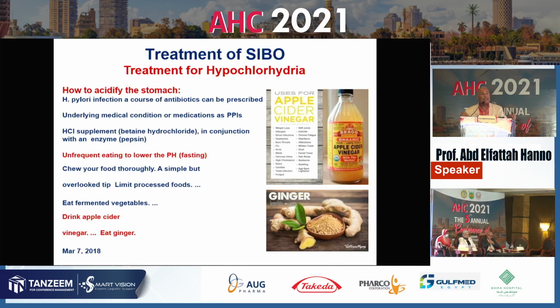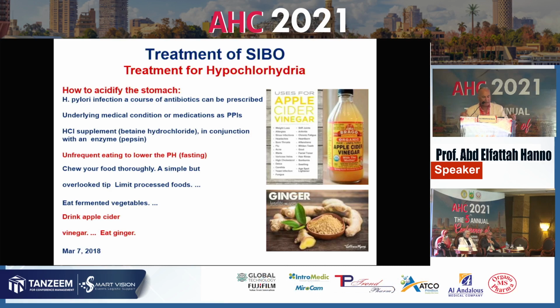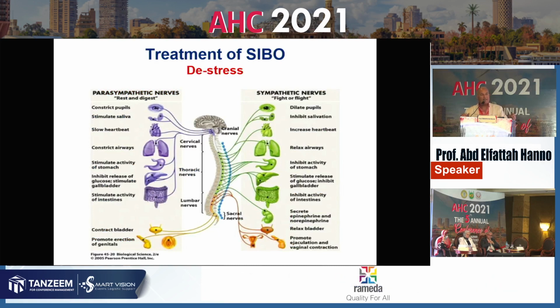The second is to add HCl, instead of decreasing it, by treating Helicobacter pylori, which suppresses HCl production, and underlying medical conditions like the overuse of PPIs. The frequent use of apple cider vinegar helps to restore HCl acidity. And we give the patient anti-anxiety treatment for distress, which plays an important role in SIBO.